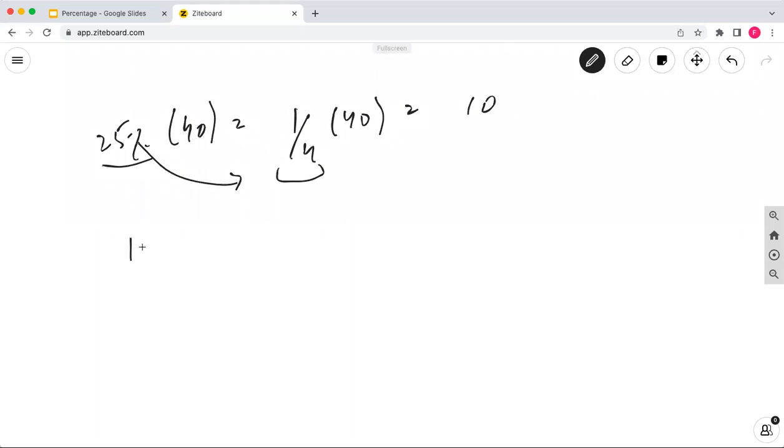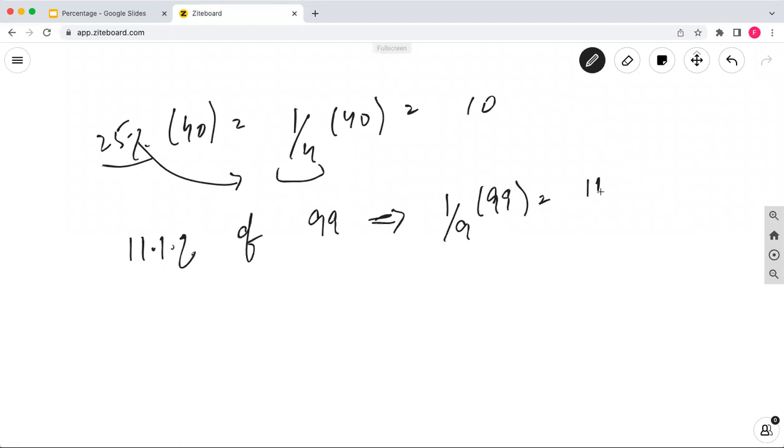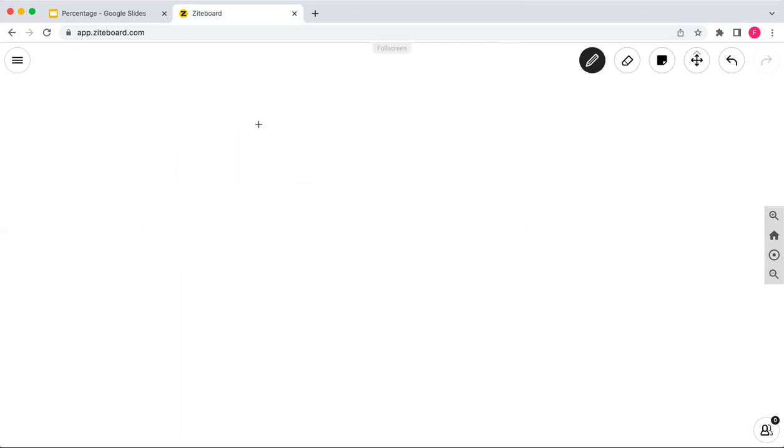For example, if I say what is 11.1% of 99? That will be 1 by 9 into 99, which is 11. And usually you will be asked those percentages which you can convert. And if you are asked any other percentage, you can just use the rule of simple 10% and 1%. Okay, so vice versa, the same thing could be asked in inverse. If you are given fractions and you want to convert those into percentage, now you can do that.